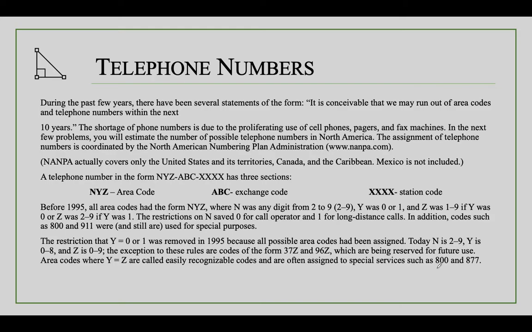The exception to these rules are the codes of the form 37Z and 96Z, which are being reserved for future use. Area codes where Y equals Z are called easily recognizable codes and are often assigned to special services such as 800 and 877. So interesting stuff here.